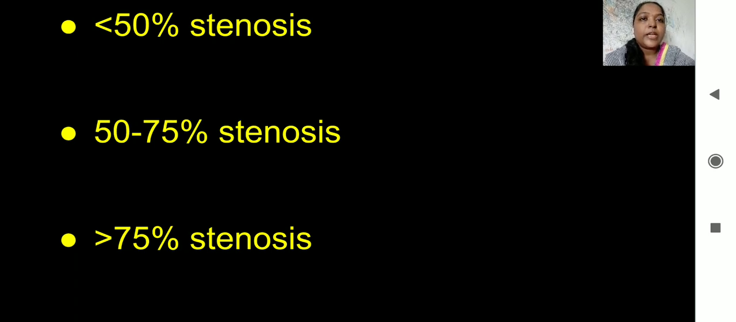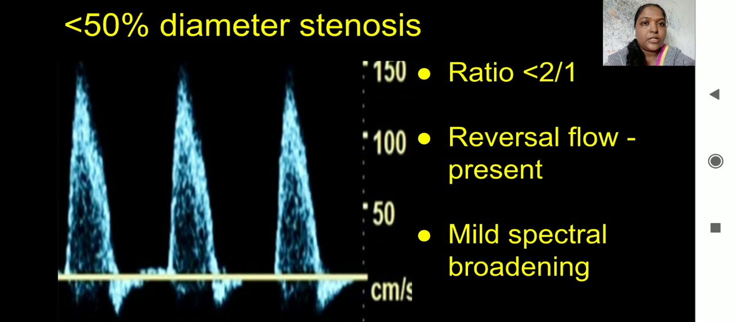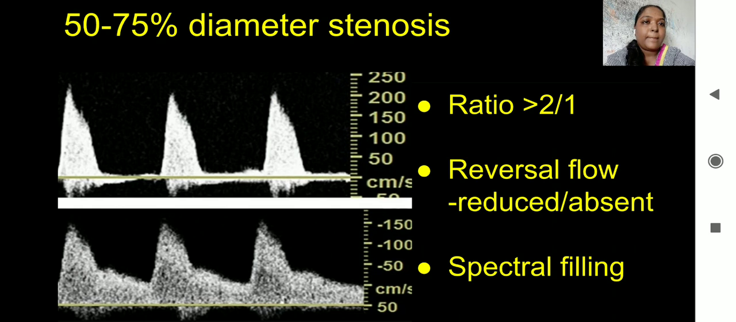Again, remember three grades of stenosis: less than 50% stenosis, 50 to 75% stenosis and more than 75% stenosis. In less than 50% diameter stenosis, the velocity ratio, that is the ratio of peak systolic velocity at the stenotic site to the pre-stenotic site, will be less than 2:1. The reversal flow, which is below the baseline, will be present. There will be mild spectral broadening.